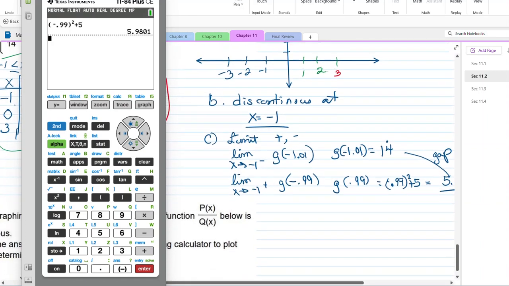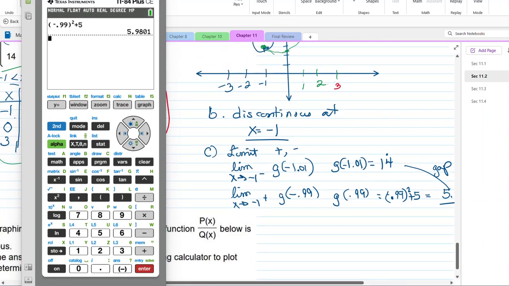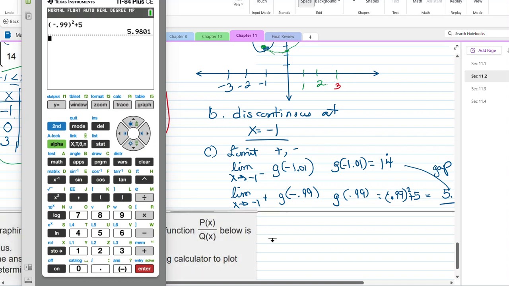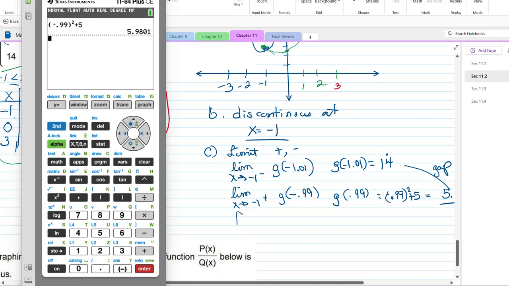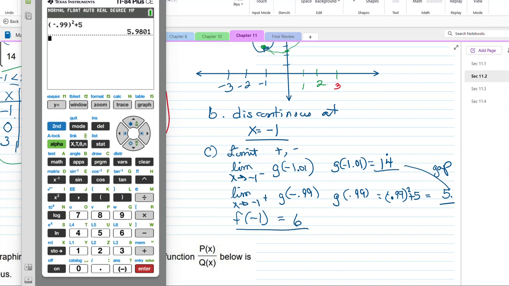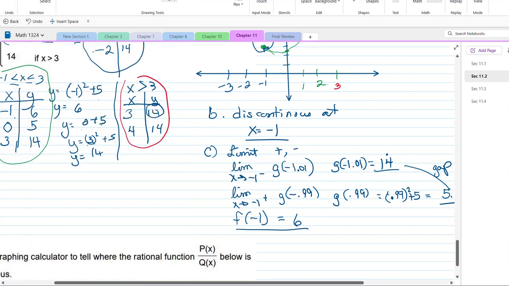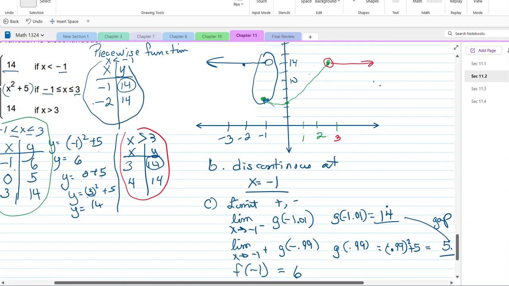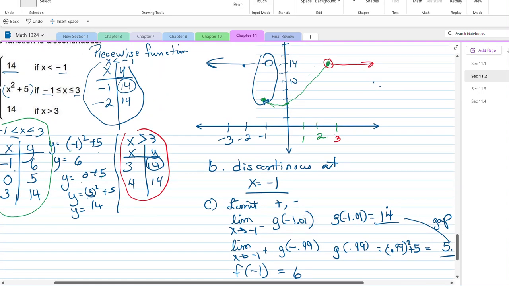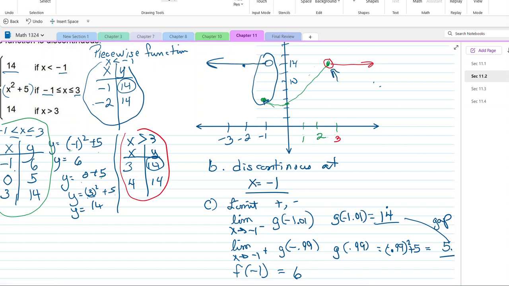Then, according to what we're studying, we have to do f of -1, which equals, and we said it was 6. So none of the numbers match. The criteria for a continuous function is broken, and a limit cannot be taken. On this other one, it can be taken.